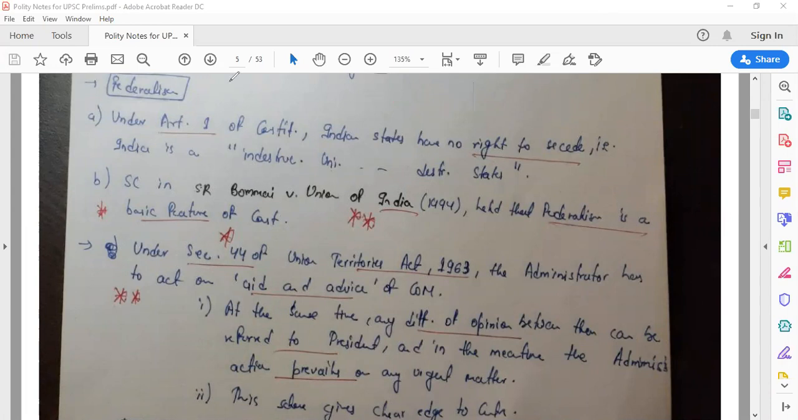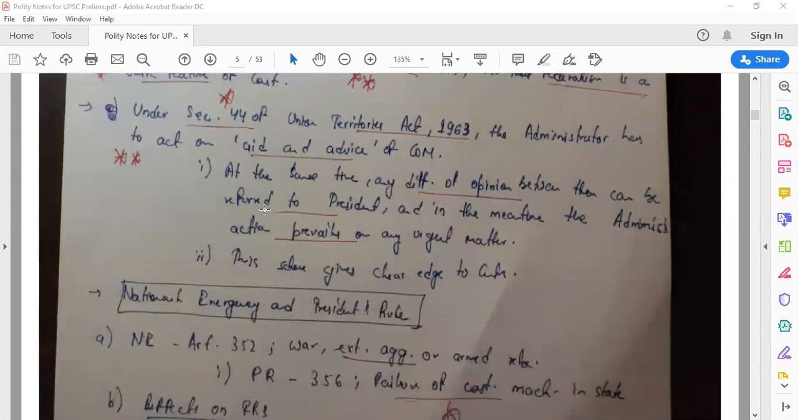Now let's talk about the Union Territories Act 1963. Now why are we talking about the Union Territories Act 1963? Because it's always in news because of Delhi and Puducherry. Whatever happens in Delhi and Puducherry.